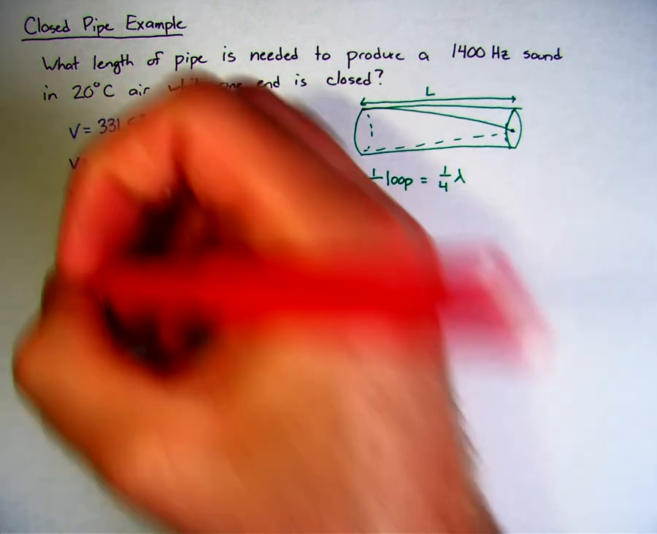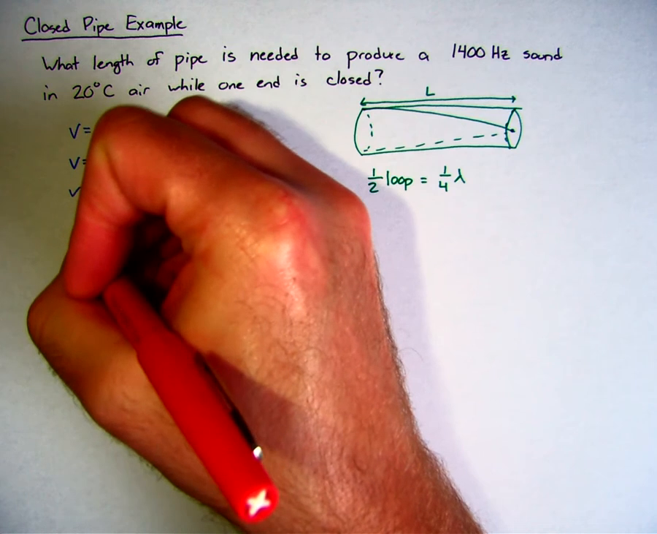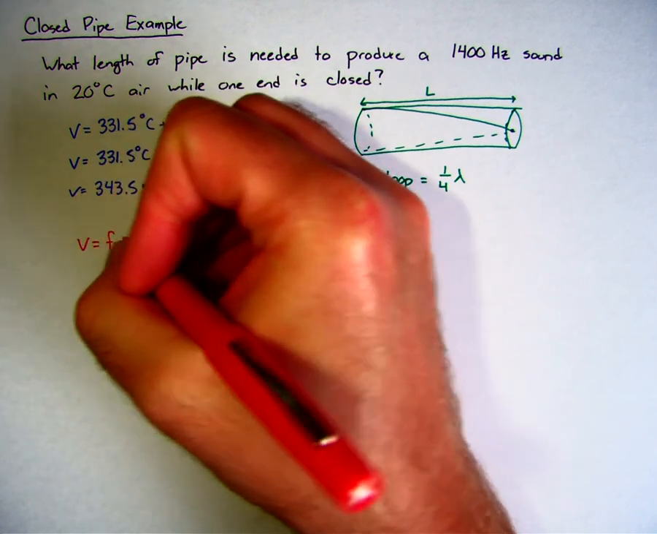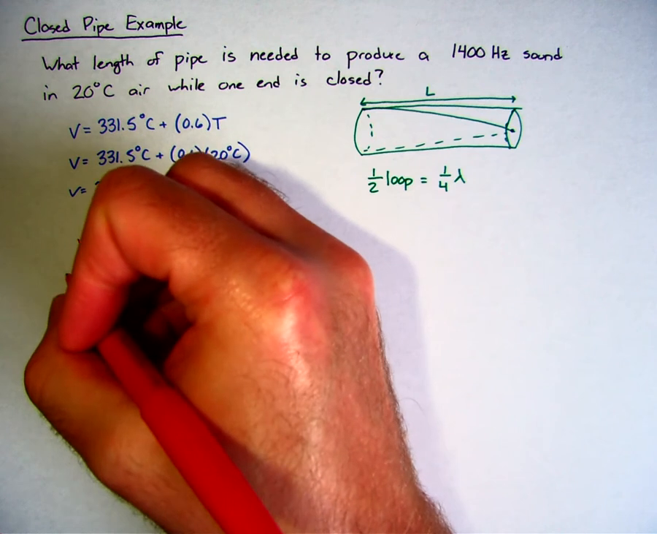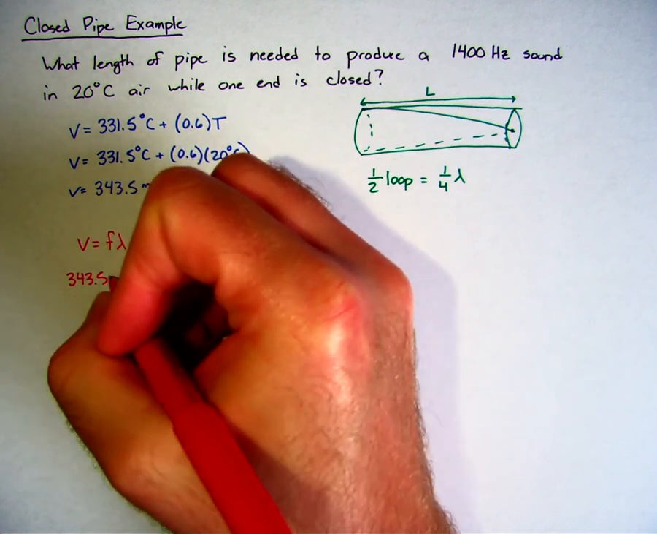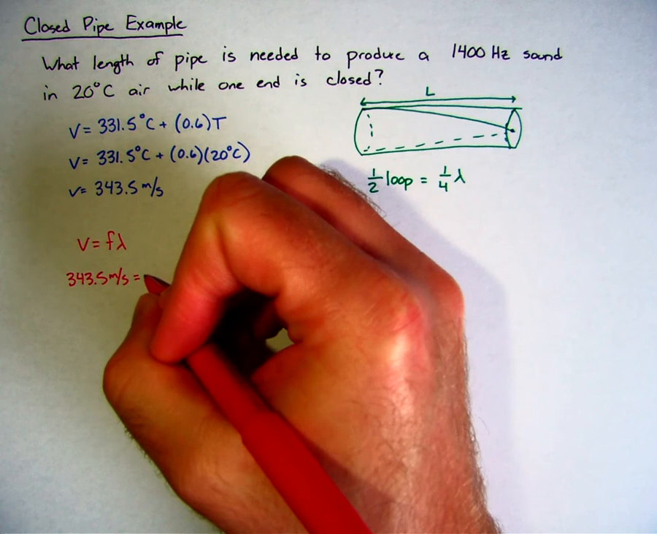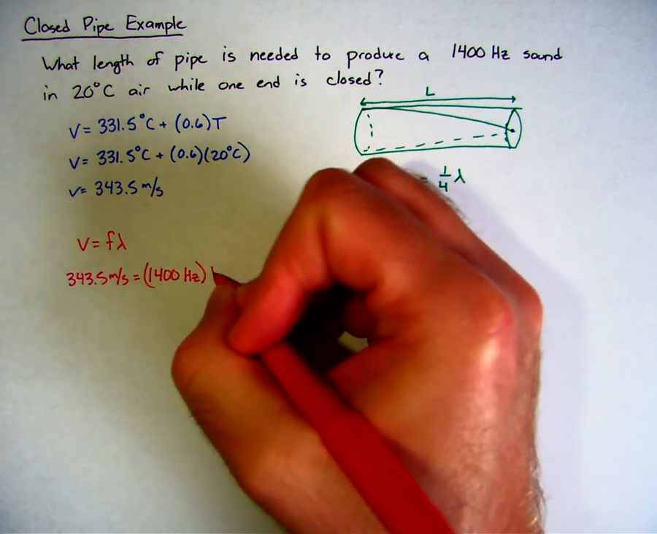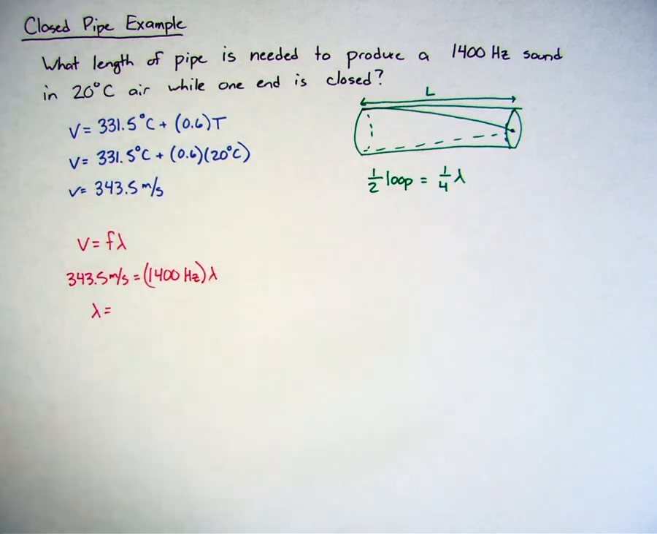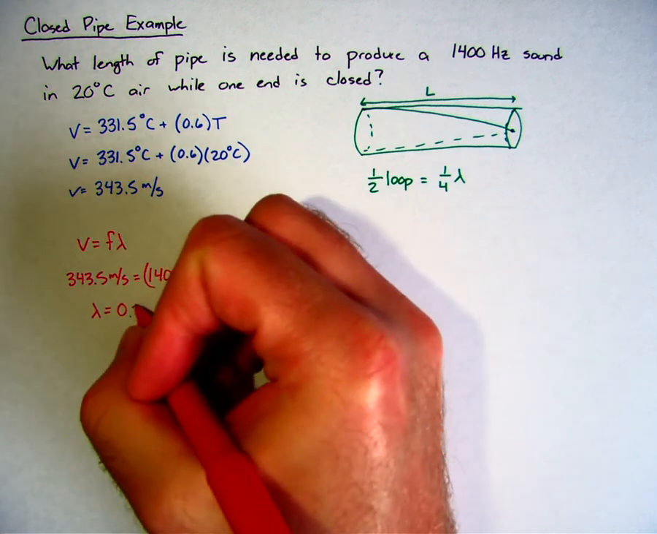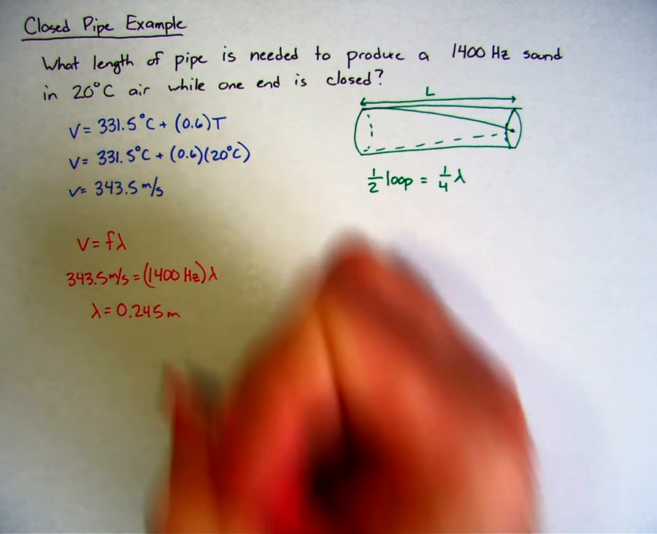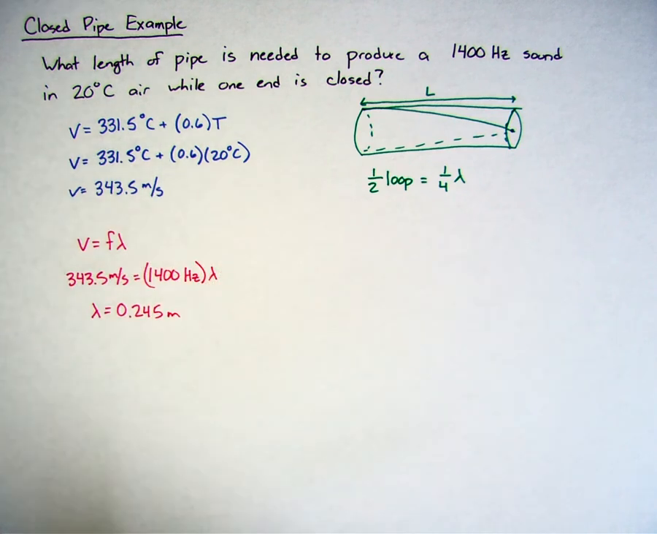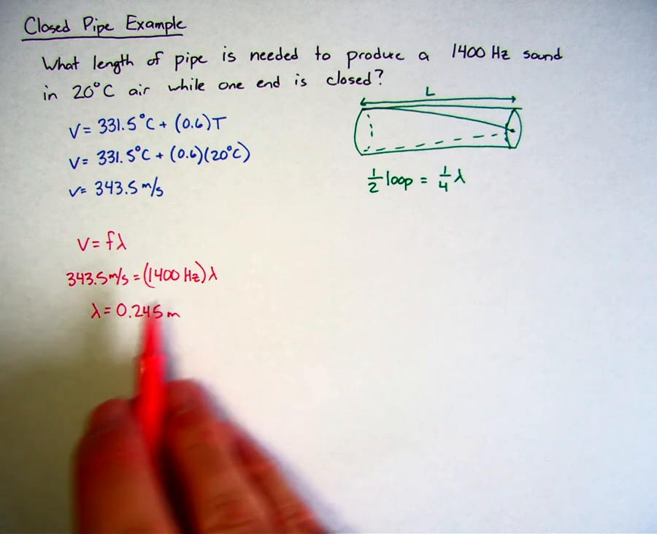So the next thing I'm going to do is just use my wave equation. So the velocity equals the frequency times the wavelength. Now I know the velocity is 343.5 meters per second. The frequency is 1400 hertz. And I need to just figure out what the wavelength is. So if I just divide both sides by 1400, so 343.5 divided by 1400, I get a wavelength of 0.245 meters, and that's just rounded to 3 decimal places. That means that this is the wavelength of my 1400 hertz sound.